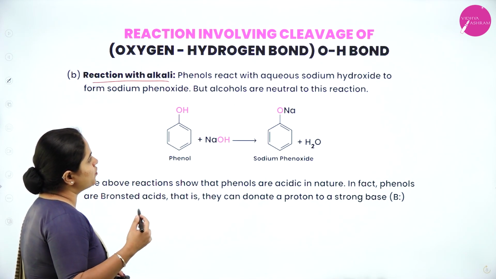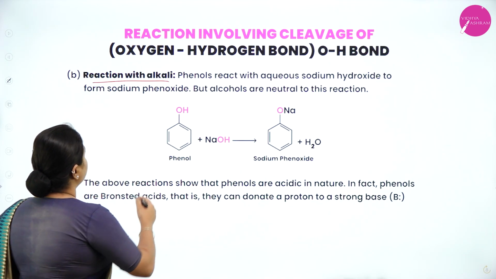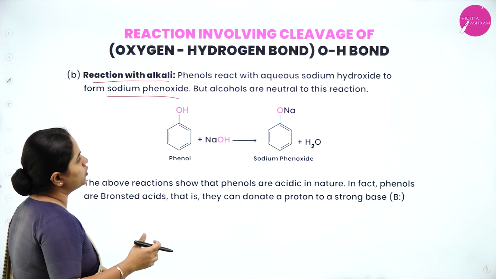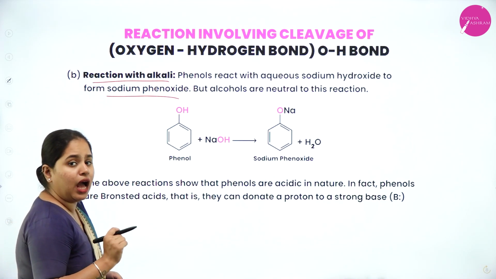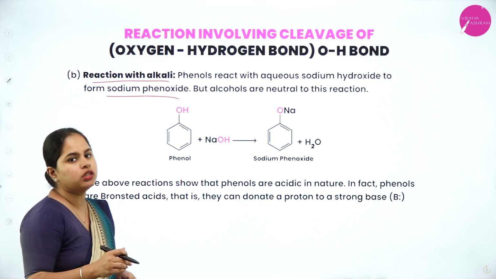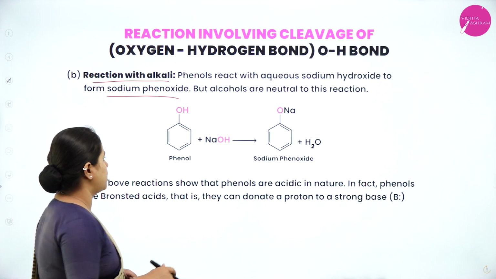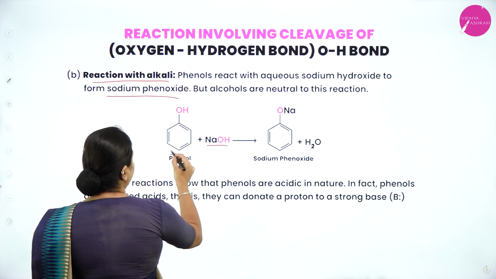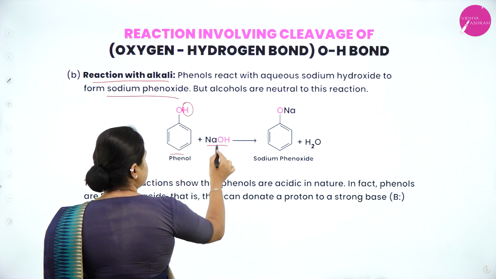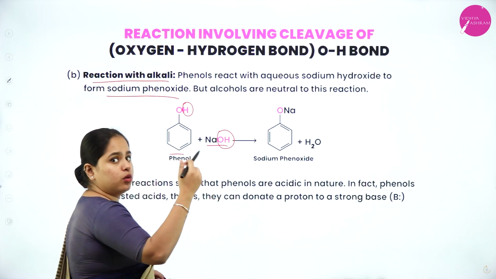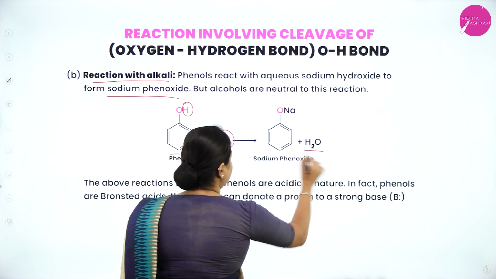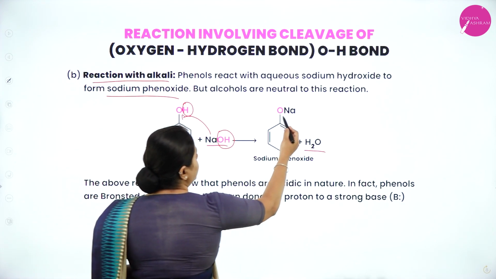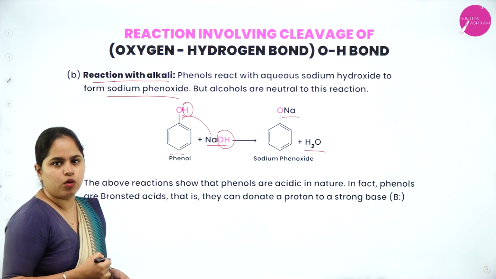Now phenols react with aqueous sodium hydroxide to form sodium phenoxide. The same is formed here as well, but alcohols are neutral toward this reaction. Alcohols will not show this reaction, only phenols will. Again, we take phenol and sodium hydroxide. Hydrogen from this and OH from this will be removed as water. Now sodium will be attached to the oxygen and you will get sodium phenoxide. I hope it is clear.